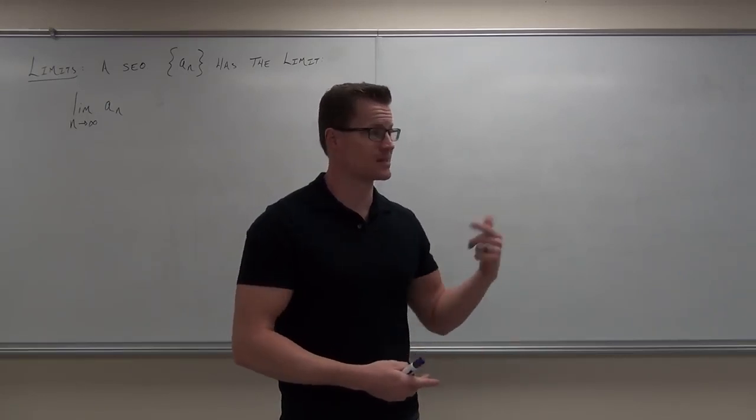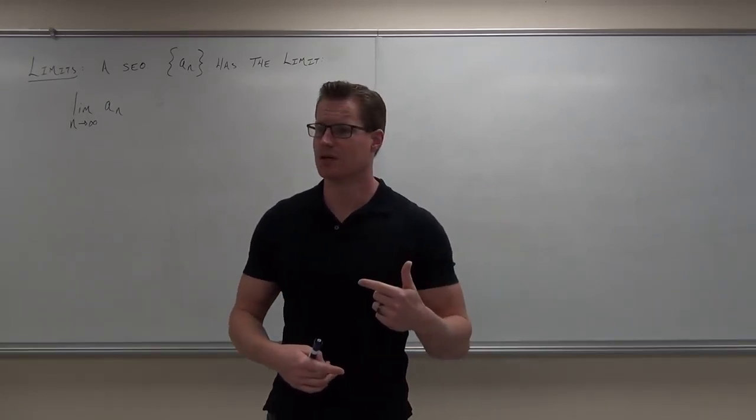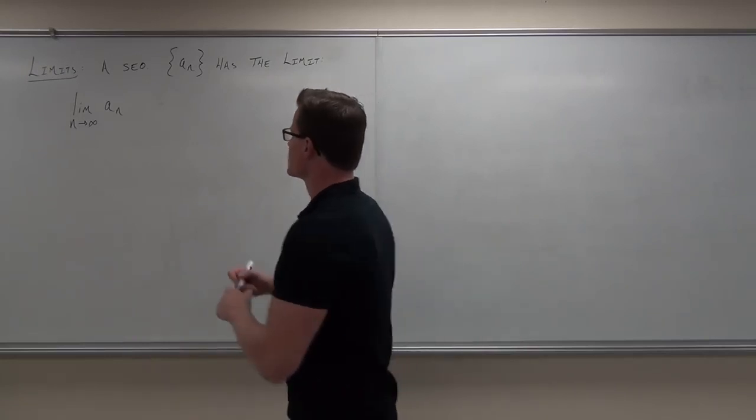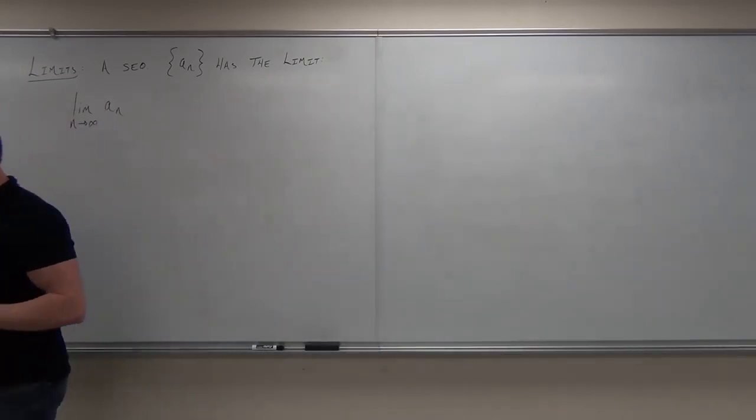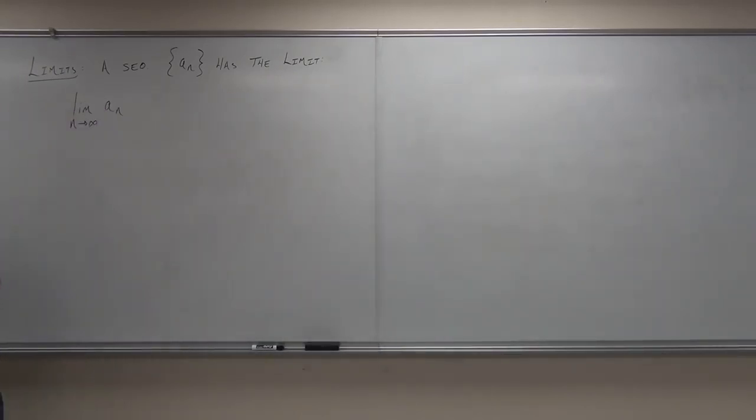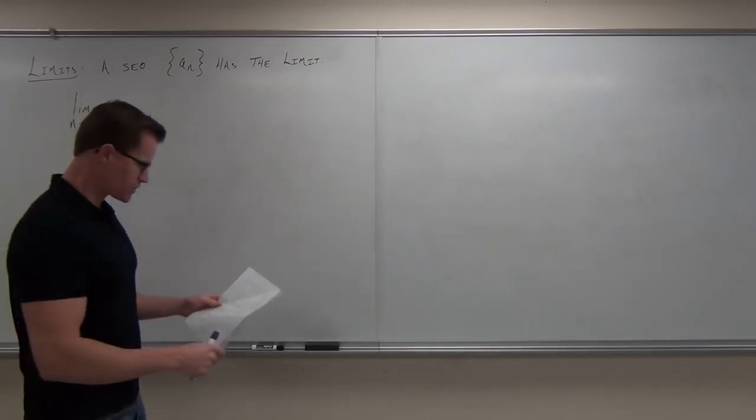Or whether the limit doesn't exist. In that case, it would be divergent. That's exactly right. So to find out what's happening to our sequence, we take a limit. For the limit of our sequence, we're going to have a couple results.